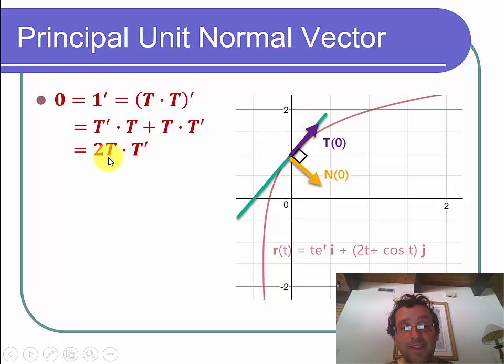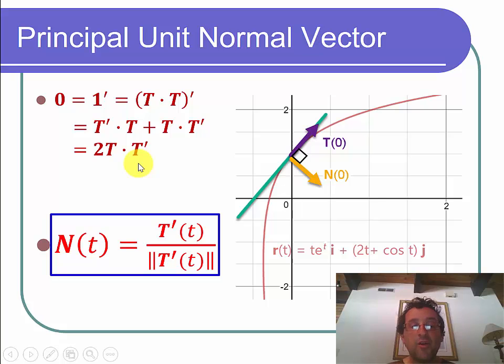Now T prime, even though T is a unit vector, T prime may not be a unit vector. So we're going to define the normal vector, N of t, equal to T prime of t divided by the magnitude of T prime of t. So to find the normal vector, the principal unit normal vector, we take the derivative of the unit tangent vector, and then we divide by its magnitude.